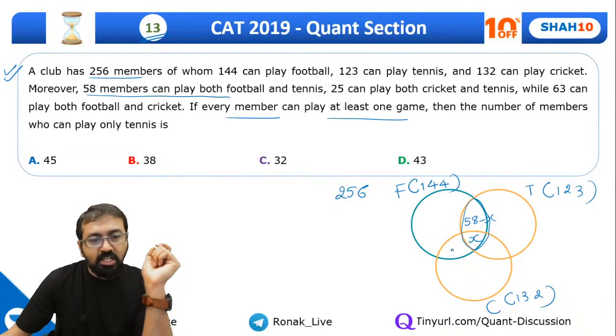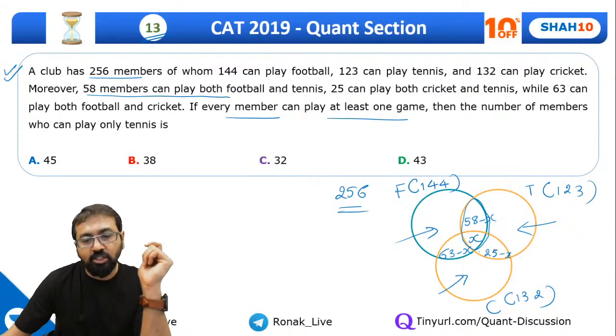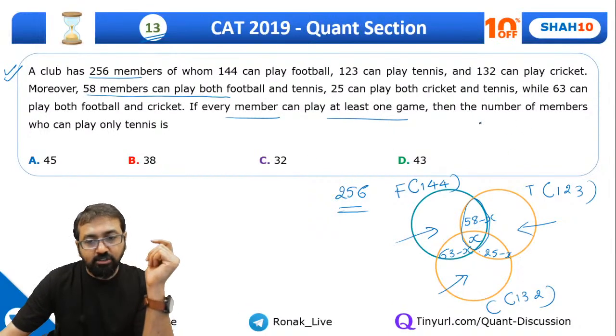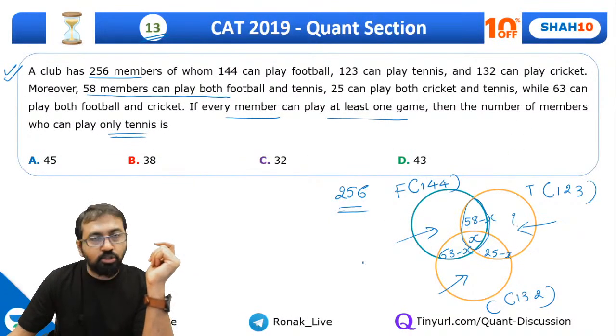Same way, this will come out to be 25 both cricket and tennis. So 25 minus x, and 63 can play both football and cricket. So this will be 63 minus x. So once you have got this, you can find out these regions and then you add all of them. It's equal to 256. There is only one variable. You can easily get the value of x. So you need to find out the number of members who can play only tennis. So you can easily find out this value also.